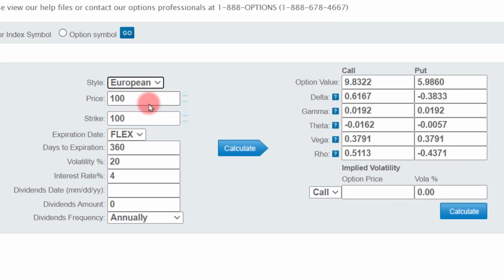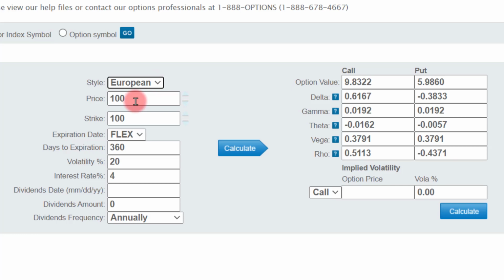And the reason that I do that in a lot of these examples is we're trying to block the effect of any benefit that the put holder might have by exercising early. So that's not what we're trying to analyze, so let's just get rid of it. And the way we do that is to choose European.